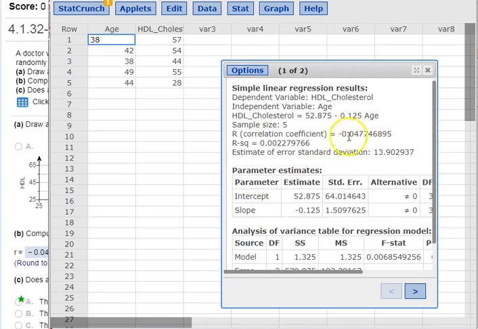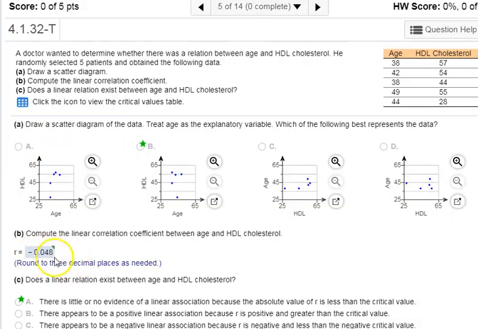The correlation coefficient pops up right away, so I'll jump to that part of the problem. 0.047, rounded to negative 0.048. And does a linear relation exist between age and cholesterol levels?